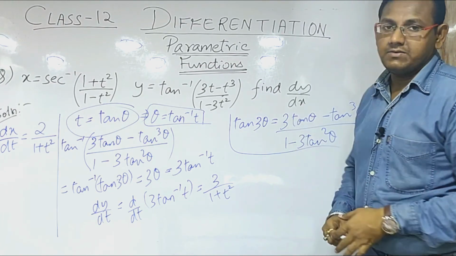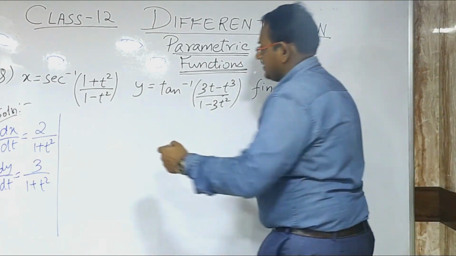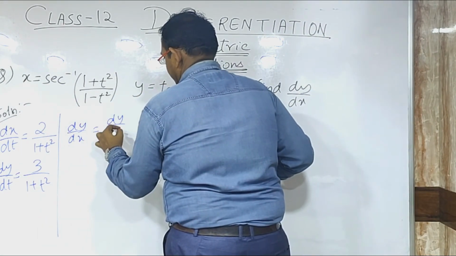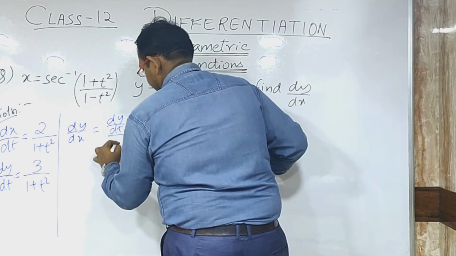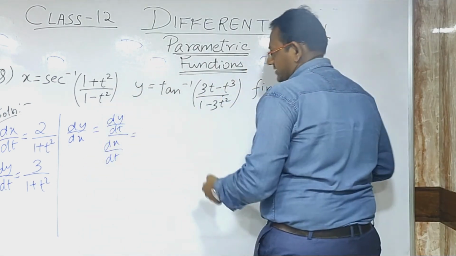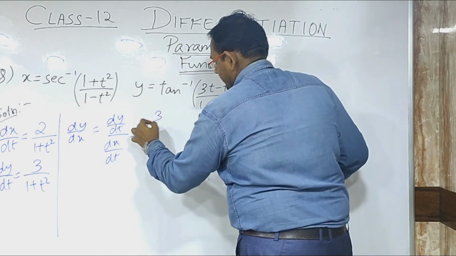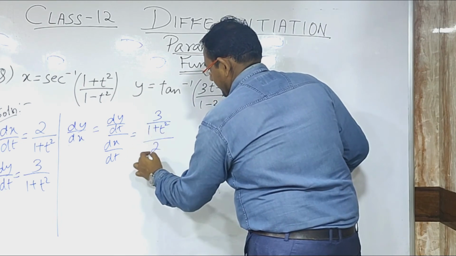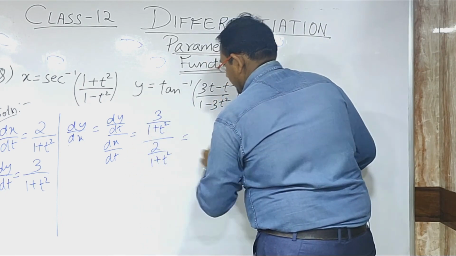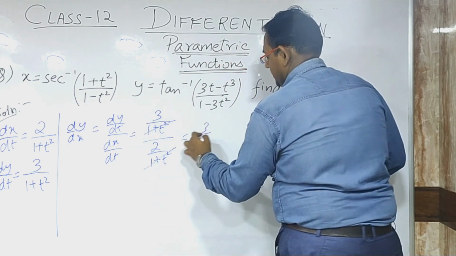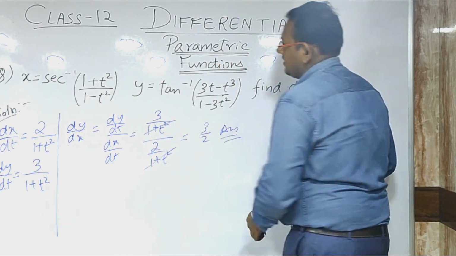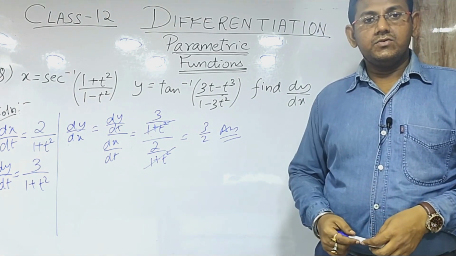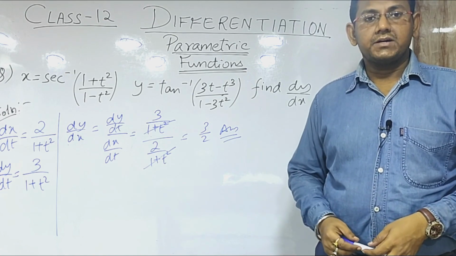Now let us find out dy by dx. To find out dy by dx, we are using the same concept, dy by dt divided by dx by dt. Let us put the values, that is 3 by 1 plus t square over here and 2 by 1 plus t square over here. So this and this will cancel out, and it becomes 3 by 2, which is your answer. I hope you understood this entire portion. In the next video, we are going to understand the next topic.